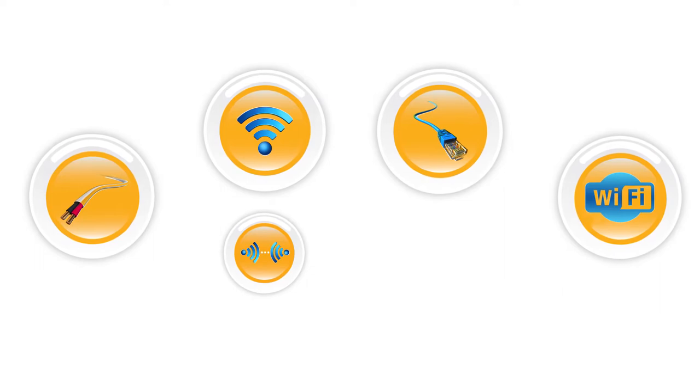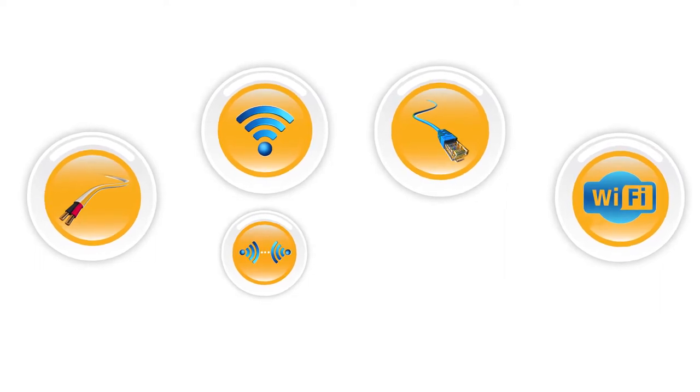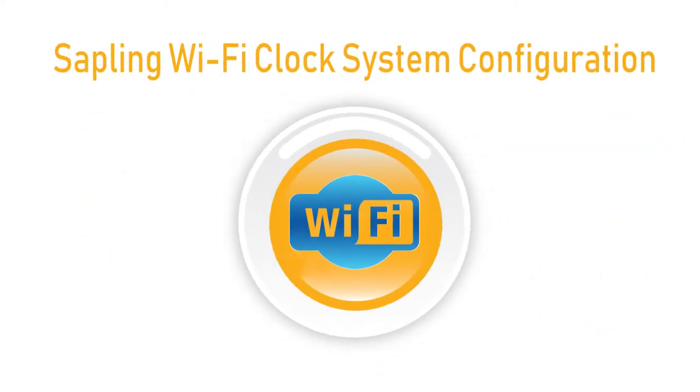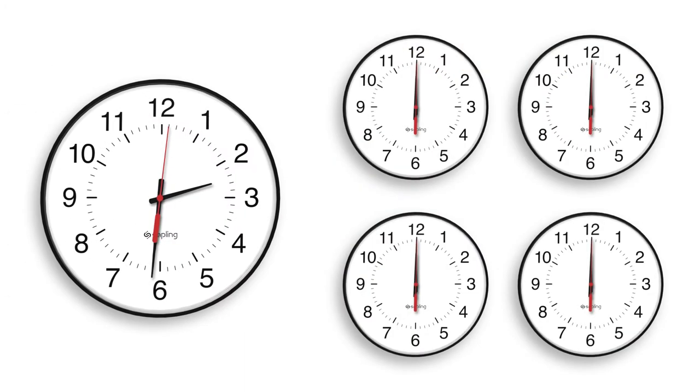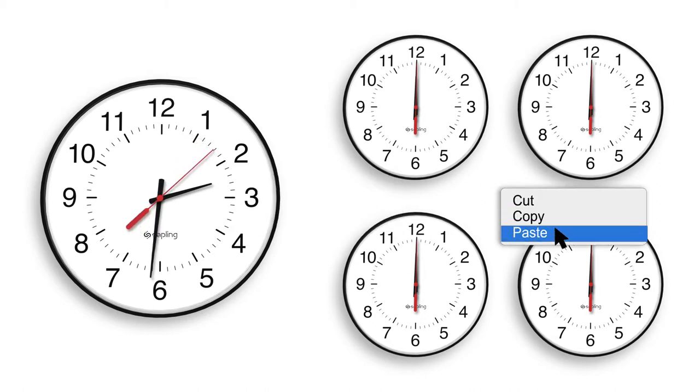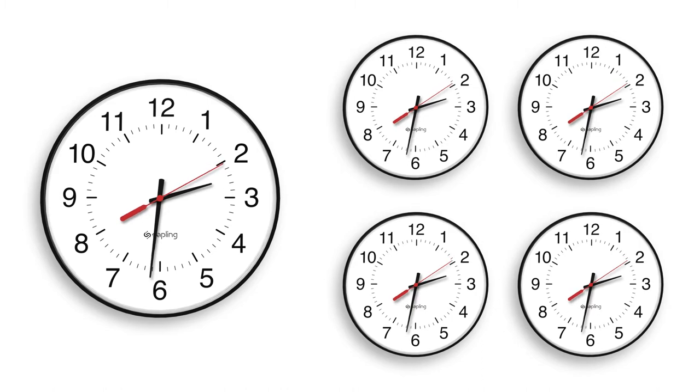Sapling offers different types of synchronized clock systems utilizing different technologies, such as wired clock systems, wireless clock systems, an IPoE clock system, and a Wi-Fi clock system. This video will guide you through configuring all mandatory settings for Sapling Wi-Fi clocks. We will also demonstrate how to set and save one clock's configuration and apply it to other Sapling Wi-Fi clocks by using Sapling's Wi-Fi Direct Loader software.